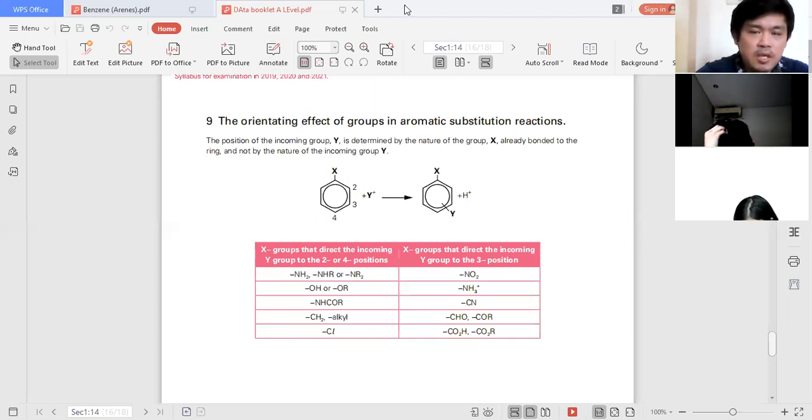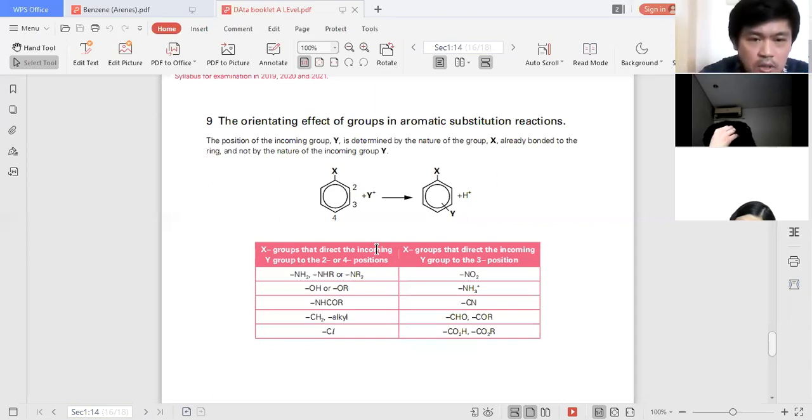So when we add the substitution again of another substituent, we have to refer to the structure, the nature of the X group. And then the next one, position 3. Position 3, it is 1, 3, 5. If 3 can be 1, 3, 5, then 2, 4 can be 2, 4, 6.